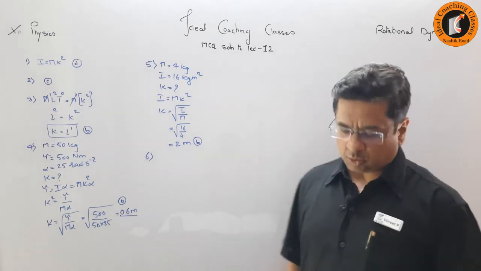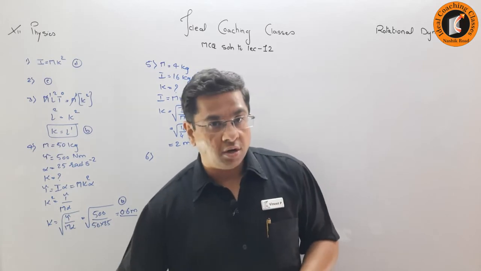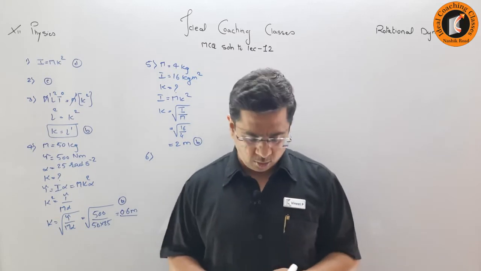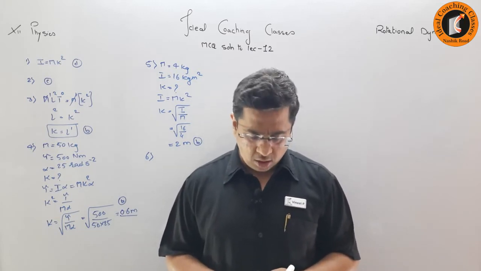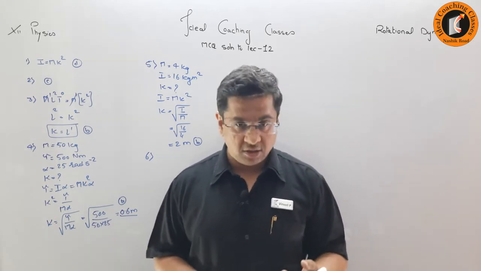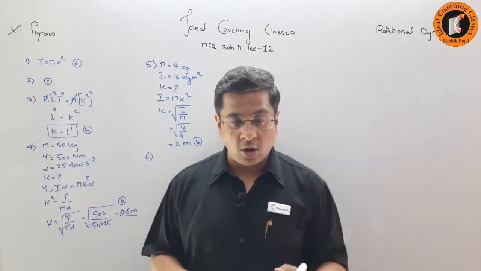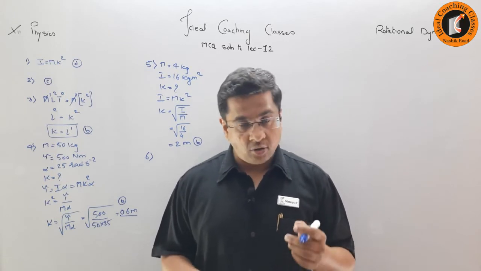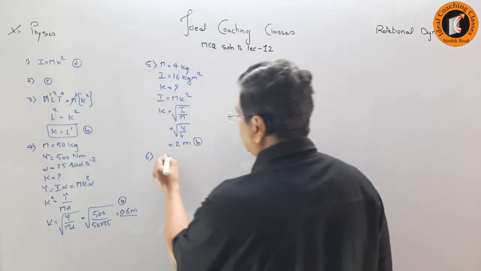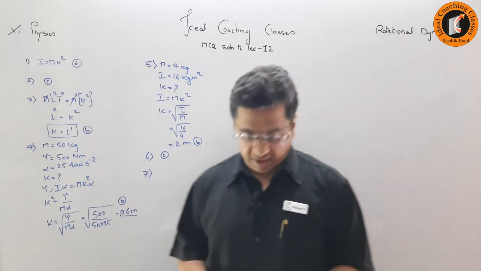Sixth question. When a body starts to roll, rolling is a combination of translational motion and rotational motion. When a body starts to roll on an inclined plane, its potential energy is converted into dash. Is the potential energy converted into rotational kinetic energy? Yes. Is it converted into translational kinetic energy? Yes. Therefore the answer is C, both A and B.